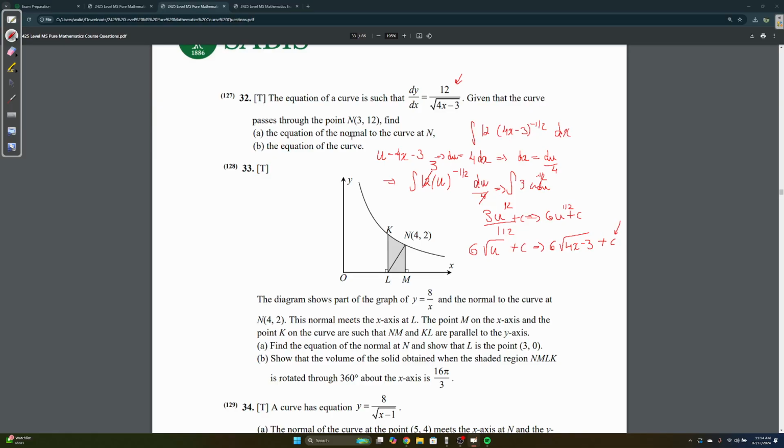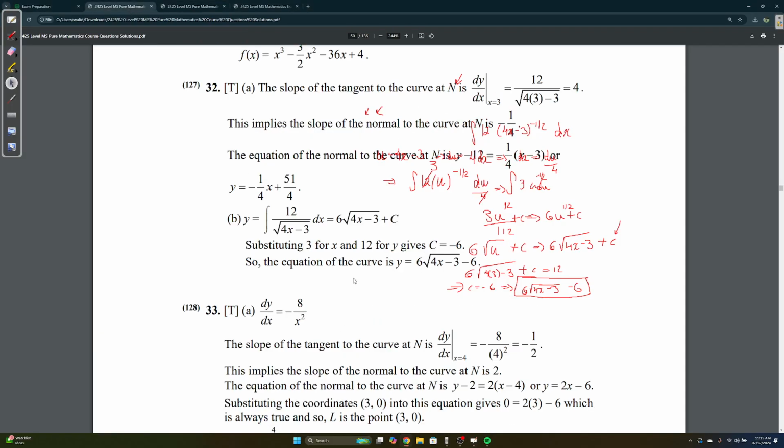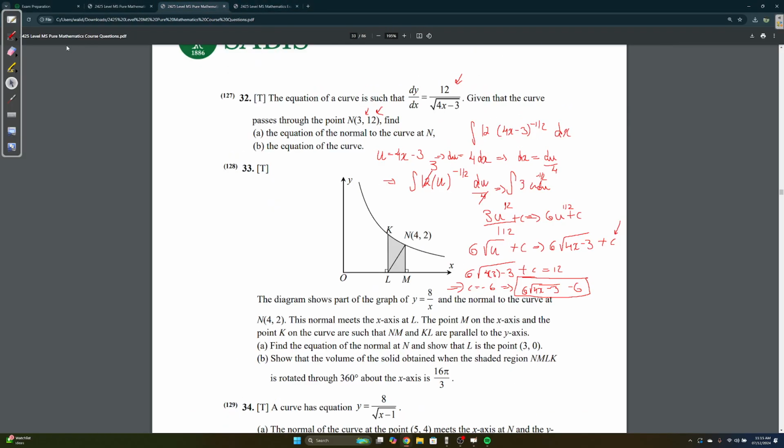We need our plus c, right? We know that 3 comma 12 is a point. So we substitute 6 root 4 times 3 minus 3 plus c is equal to 12, right? So if you solve this, you get 12 minus 3, 9. And root 9 is 3, so 18. 18 plus c equals 12. So c equals negative 6. Okay, so that means the curve is 6 root 4x minus 3 minus 6. This is the curve. See? 6 root 4x minus 3 minus 6 equals y.